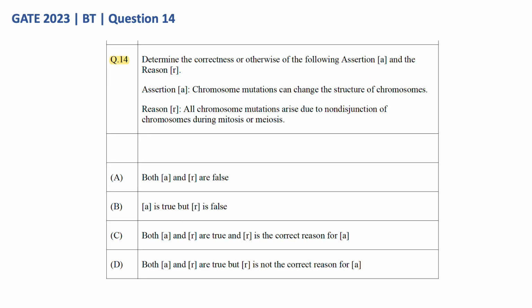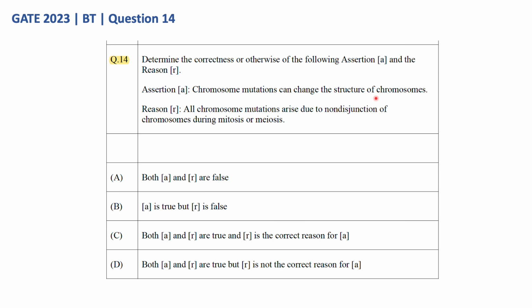Now, coming back to our question, let's look at the assertion. Chromosome mutations can change the structure of chromosome. This statement is true because we saw that events such as deletions, duplications, and translocations all change the structure of the chromosome. So, the assertion A is correct.